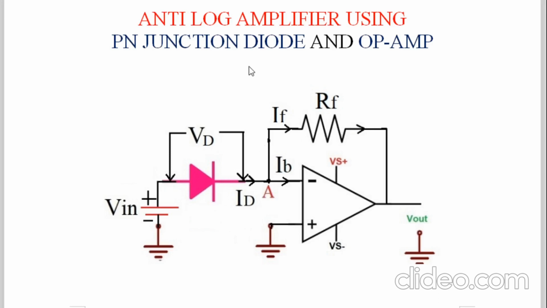Like that, in the anti-log amplifier, the diode is a log element, which we studied in the previous lecture. So the diode comes at the beginning. Look at the diagram very carefully. The input voltage Vin, of course DC, which is to be converted into a logarithmic term, is applied first to a log element, and the log element is nothing but the PN junction diode.